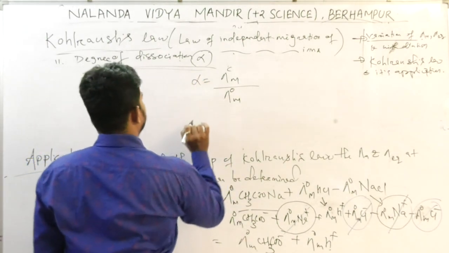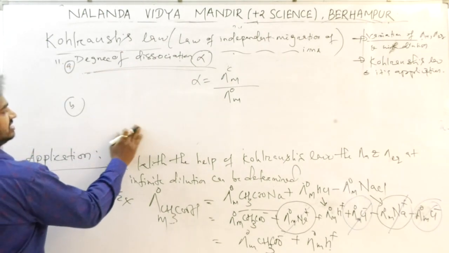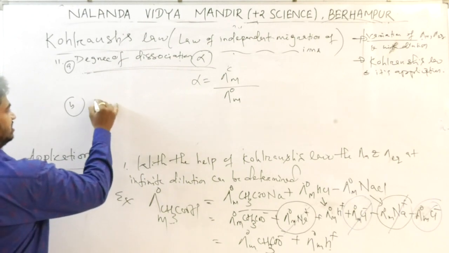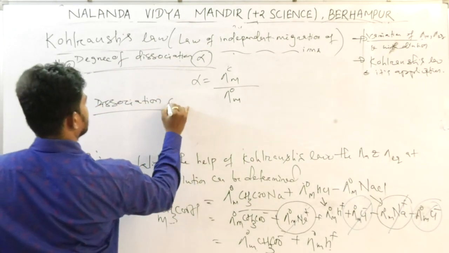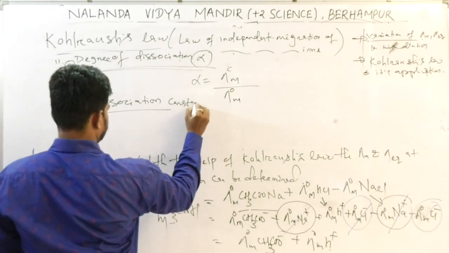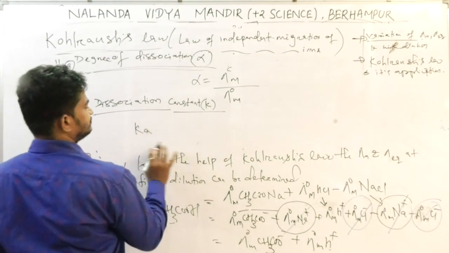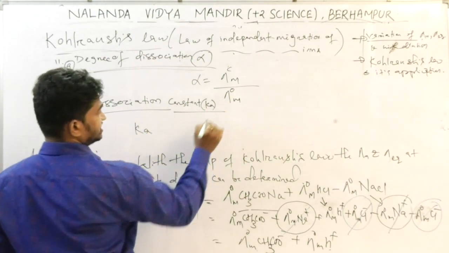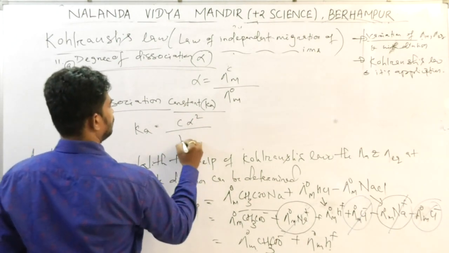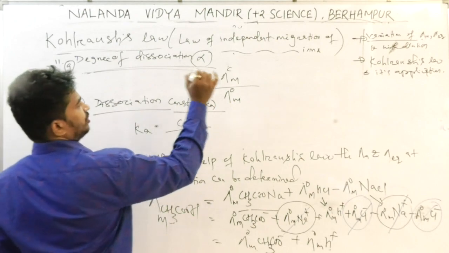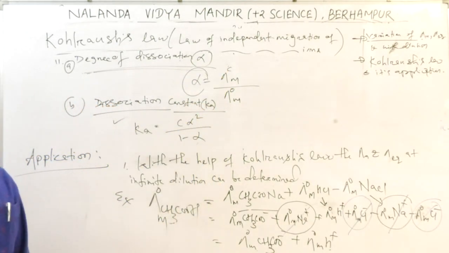With the help of alpha, we can calculate the dissociation constant, that is the K value. So what will be the K value? Dissociation constant K is C alpha square divided by 1 minus alpha. With the value of alpha known, we can calculate the dissociation constant.